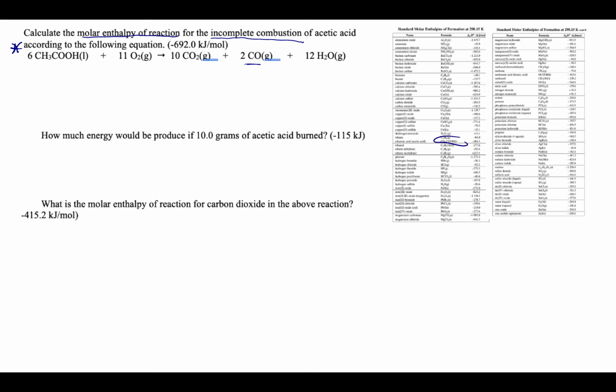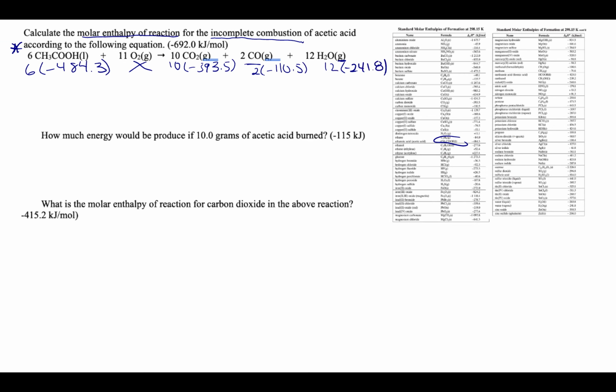You have to just find it. Again, this is really, really small, but hopefully you have a data booklet. So this first one, we're going to have 6 times negative 484.3. Again, oxygen is by itself, so that has a formation of 0. Then on the product side, you have 10 times carbon dioxide, so negative 393.5. Then you have carbon monoxide, so 2 times negative 110.5. And then you have 12 water as a gas, which is water vapor, so negative 241.8.